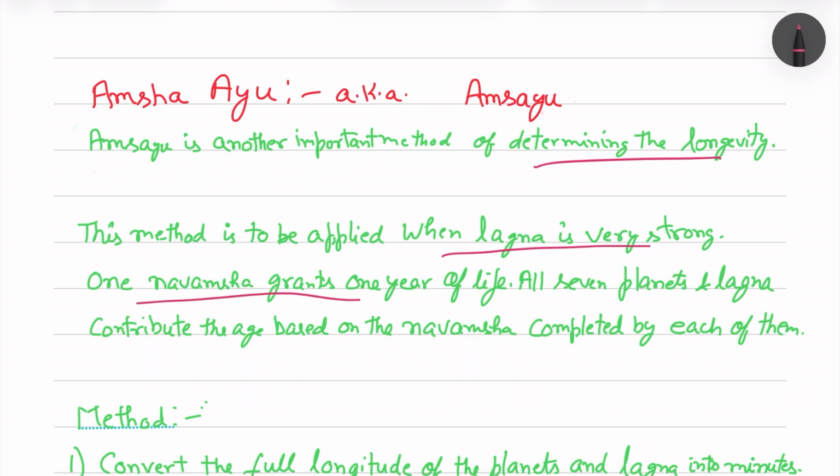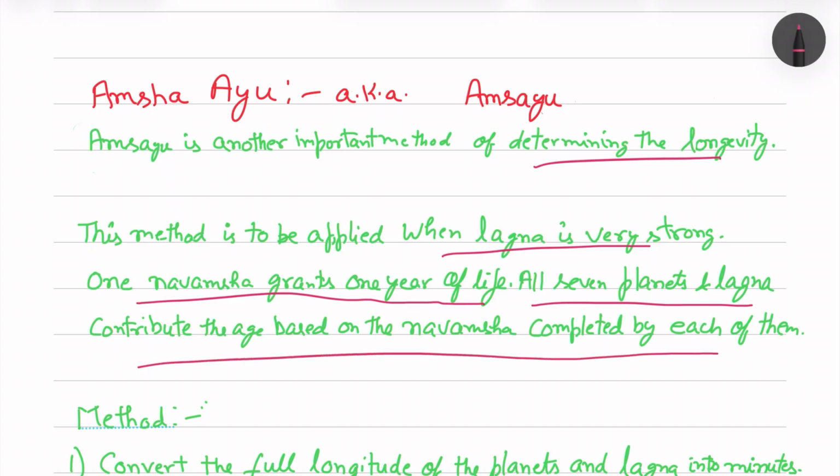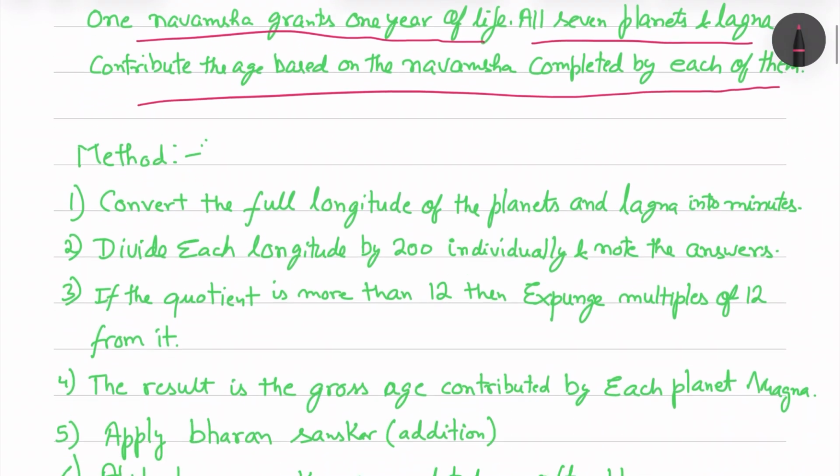One Navamsha grants 1 year of life, and all 7 planets plus Lagna contribute to the age based on the Navamsha completed by each of them. And these are the steps.